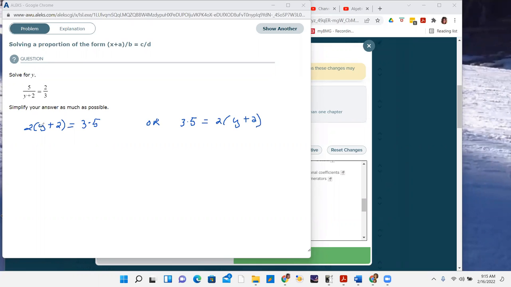I tend to always put the variable on the left because it's just customary to solve for the variable on the left. And then you distribute the 2. And then subtract 4 from both sides. And then divide both sides by 2.